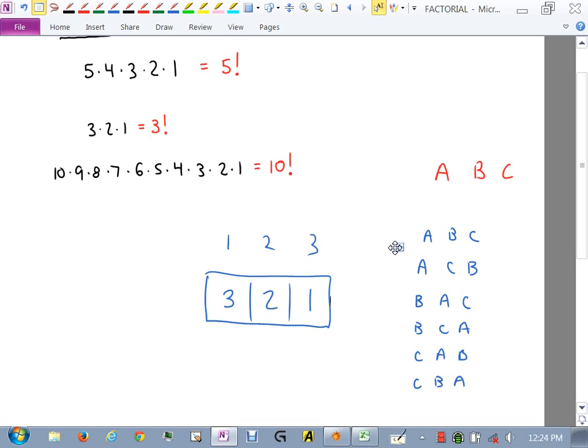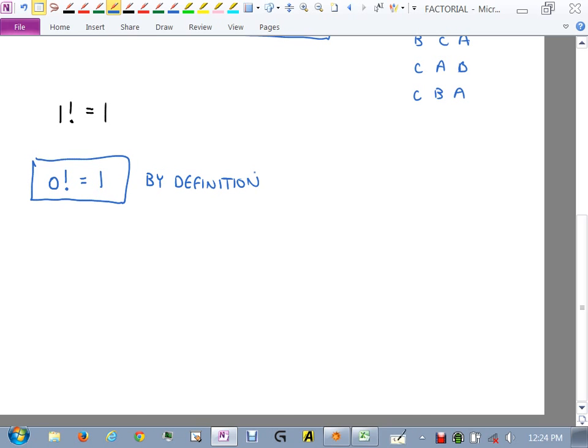All right? Now, there are a couple other things I want to say about factorial. 1 factorial is 1, and that makes perfect sense. But 0 factorial, you would think would be 0, but it's actually 1. And this is by definition.